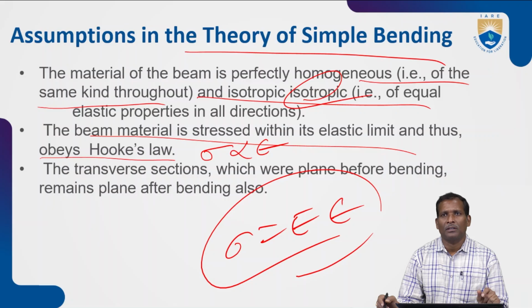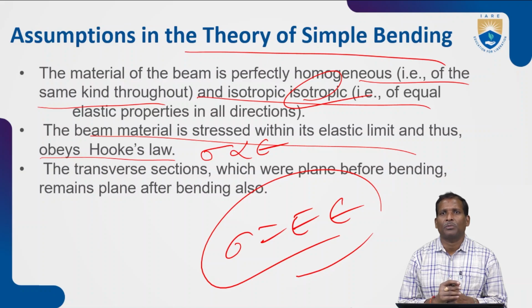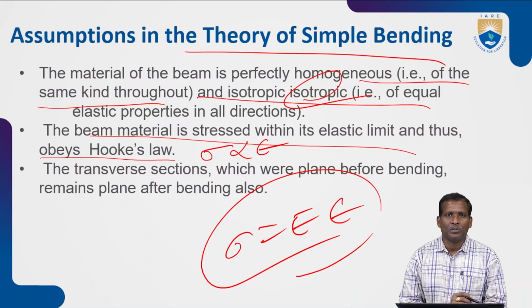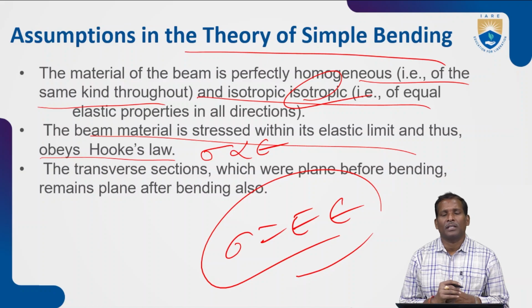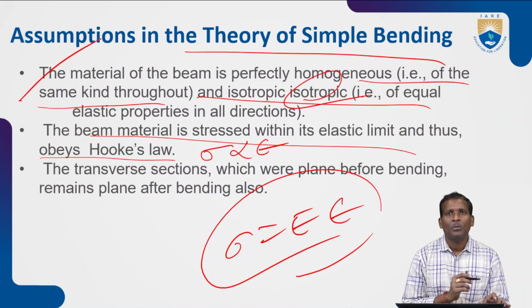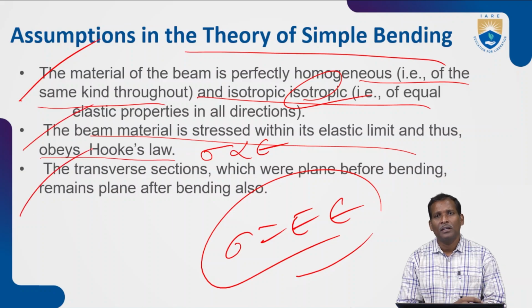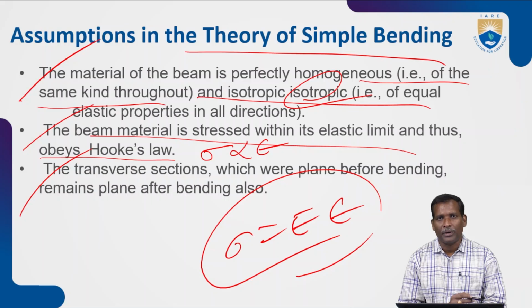So the material of the beam is perfectly homogeneous, so there are no other properties. There are equal elastic properties in all directions. In this case, the beam material obeys Hooke's law. The stress is directly proportional to strain within the elastic limit. The transverse sections which were plane before bending remain plane after bending also. These are the assumptions I have taken. The first one is isotropic material, the beam is perfectly homogeneous, the material follows Hooke's law, and the plane remains the same after bending also.